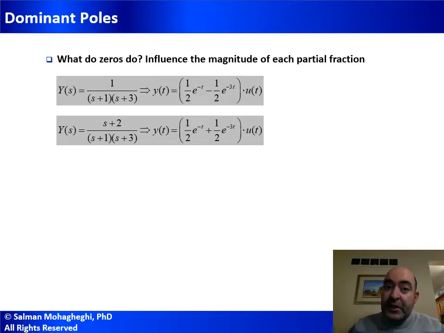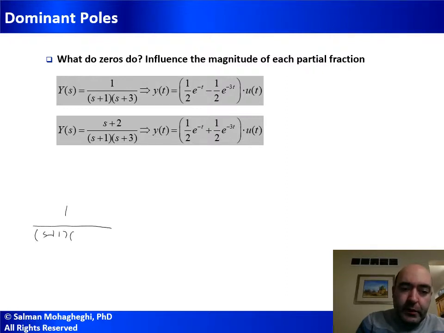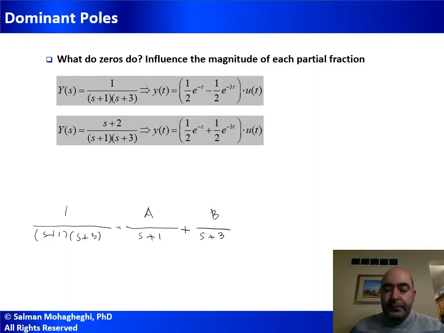The coefficients essentially come from a partial fraction expansion. So let's say, for instance, I have a function which is 1 divided by (s plus 1) times (s plus 3). Using partial fraction expansion, I will break it into a divided by (s plus 1) plus b divided by (s plus 3). Now if I solve this system, I will find out what a is and what b is.